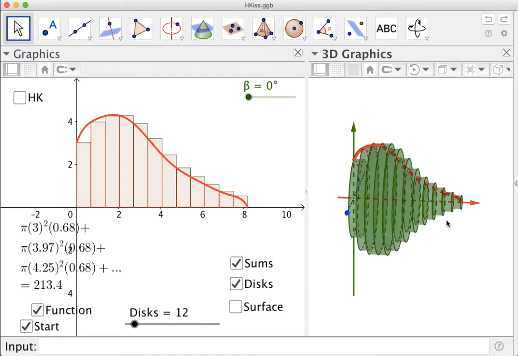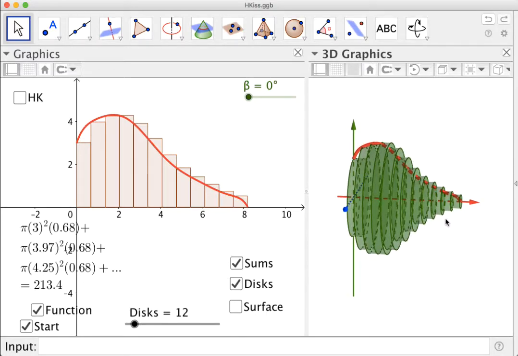And you can see we have a whole bunch of disks or cylinders, 12 in fact. And each one of them has a height equal to the height of this rectangle. It's a left Riemann sum, so it gives us the height of the rectangle at the beginning of the interval. And the width of each of these cylinders, or kind of the height if you think about the cylinders stacked vertically, is just equal to the interval width here.